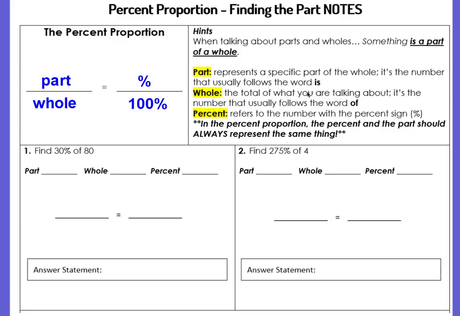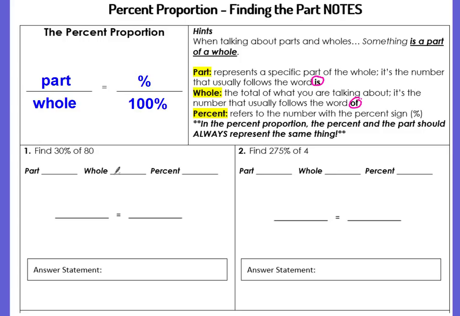So some hints when you're reading your word problems. The part represents a specific part of the whole. It's the number that usually follows the word is. Not all the time will you see the word is. The whole is going to be the total of what you're talking about. It's the number that usually follows the word of. And then the percent refers to the number with the percent symbol or the percent sign. Now it's very important to know that in the percent proportion, the percent and the part should always represent the same thing. They should always be talking about the same thing.